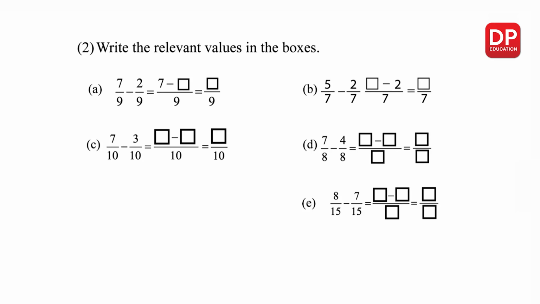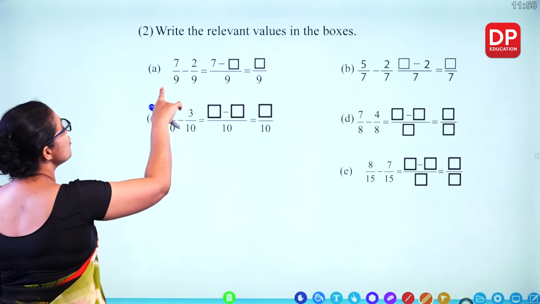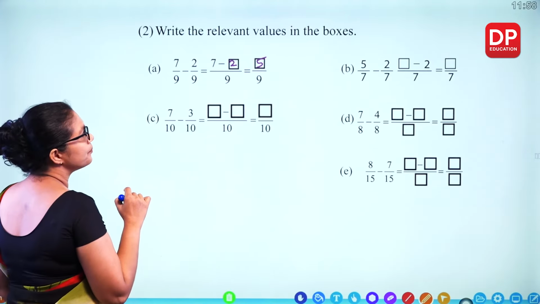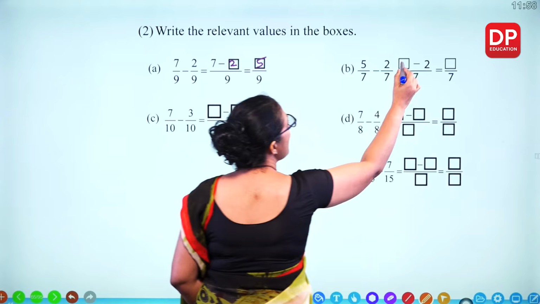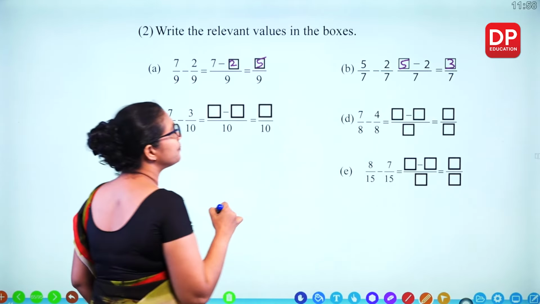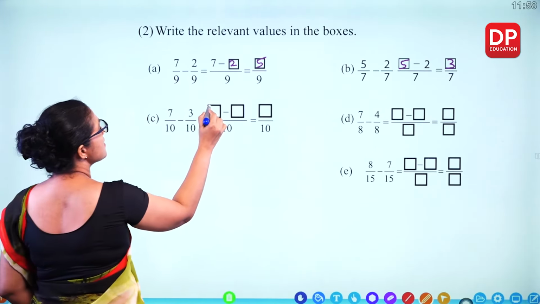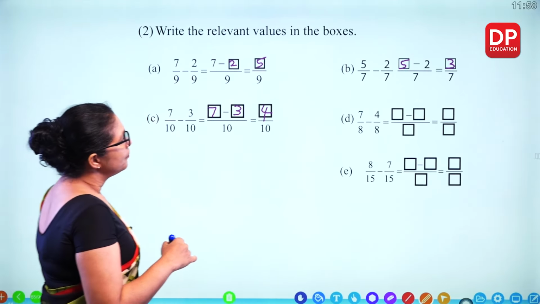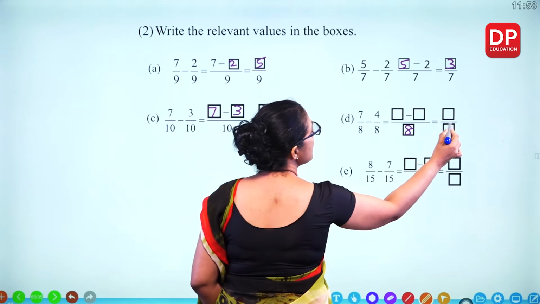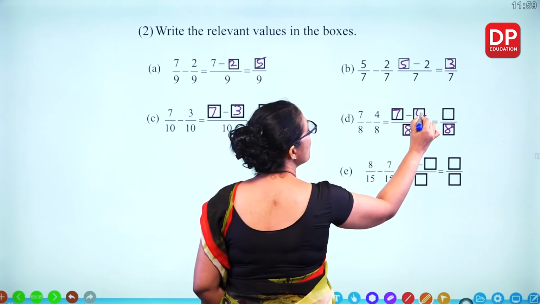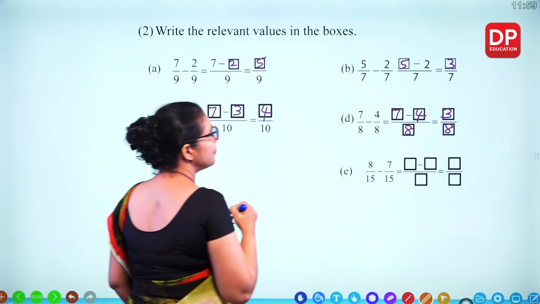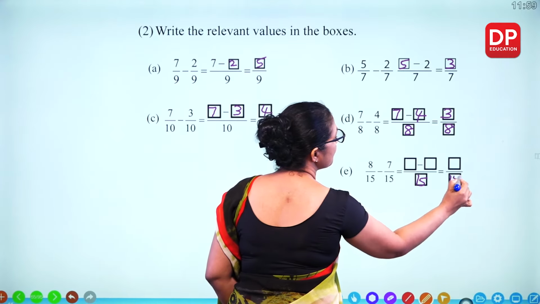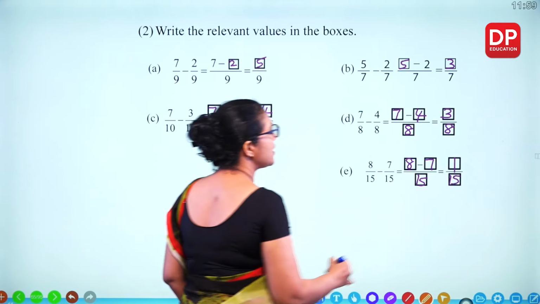Write the relevant values in the boxes. So you can subtract the numerator. 7 minus 2, that's 5. Subtraction. 5 minus 2, that's 3. Here 10 is the same. 7 minus 3, that's 4. Here 8 is the denominator. 7 minus 4. That's 3. This one, 15 is the denominator. 8 minus 7, you get 1.